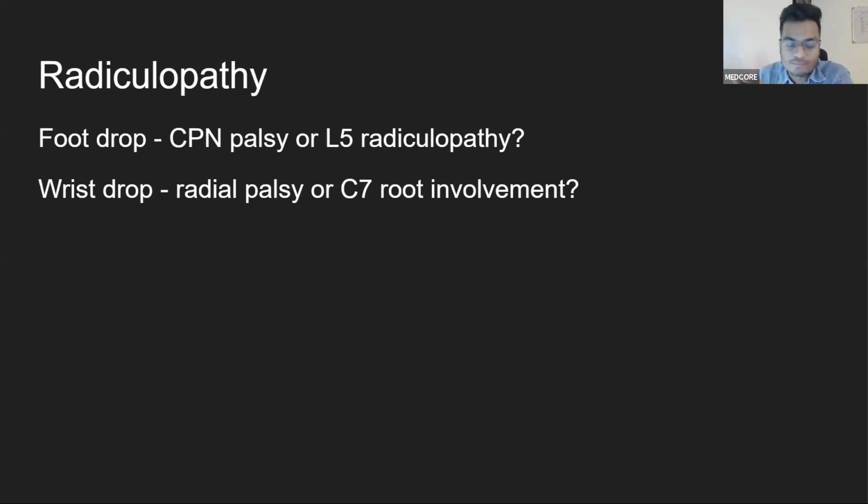the L5 radiculopathy. Similarly for wrist drop, since C7 is the one which supplies the radial nerve, its involvement will lead to wrist drop.